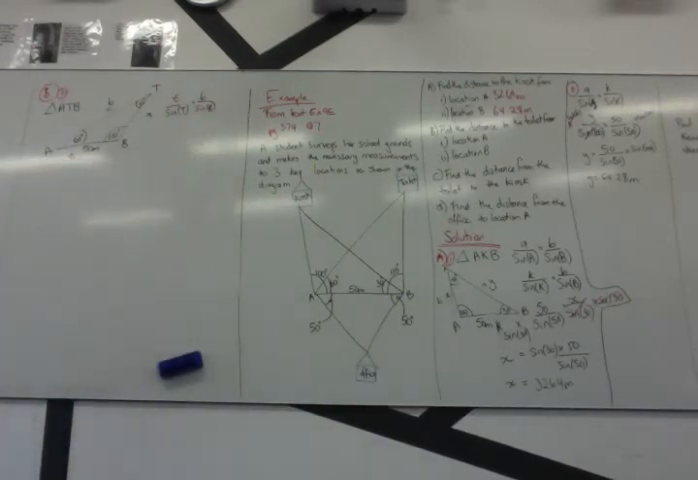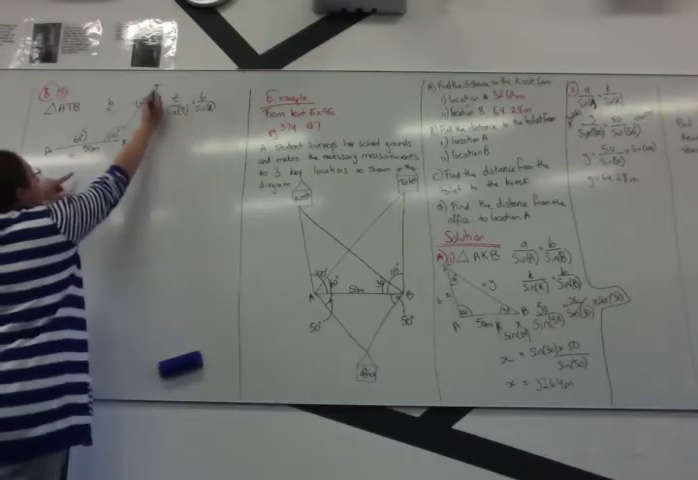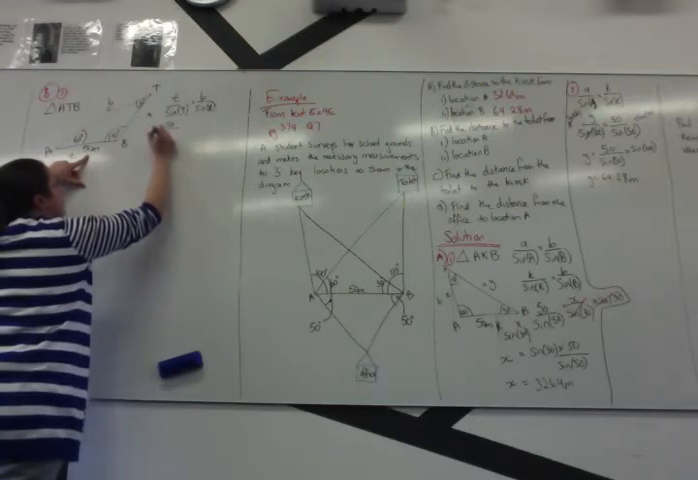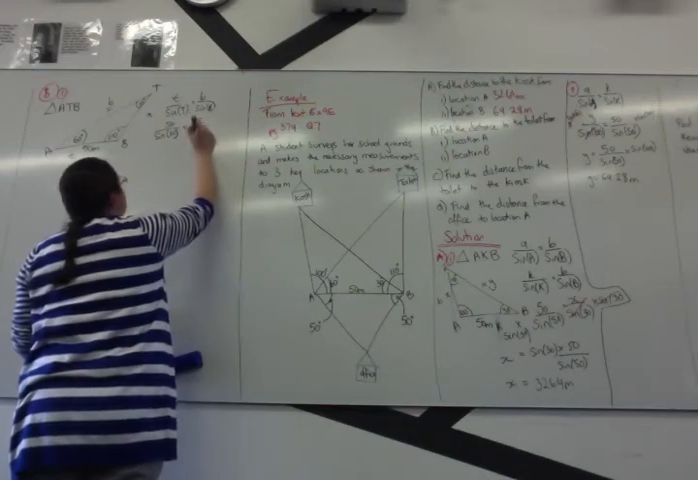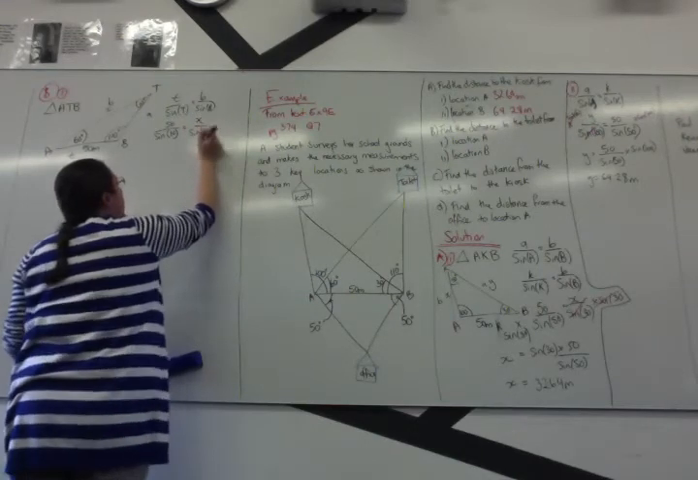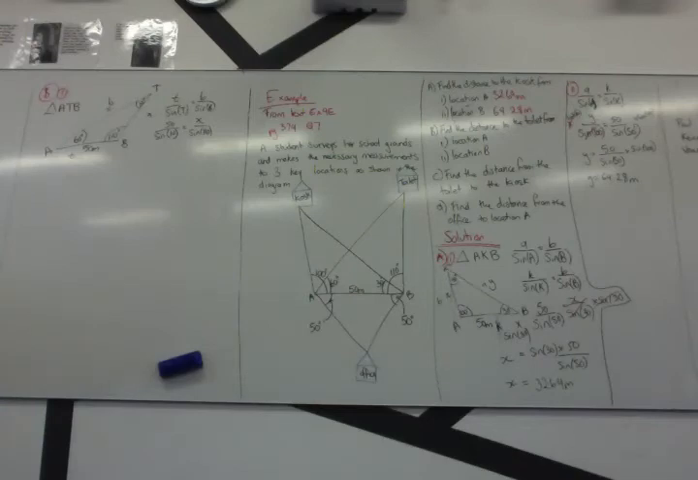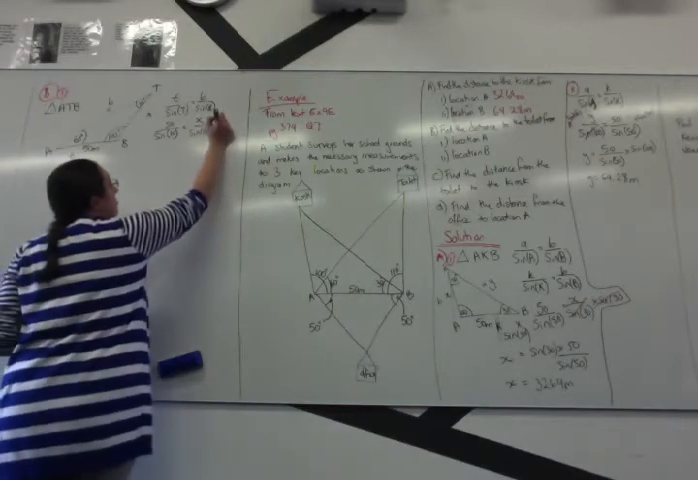You've got your information, substitute it in. 50 over sine 10 is equal to X over the sine of 110 degrees. How do I get the X by itself? Times it by sine of 110.